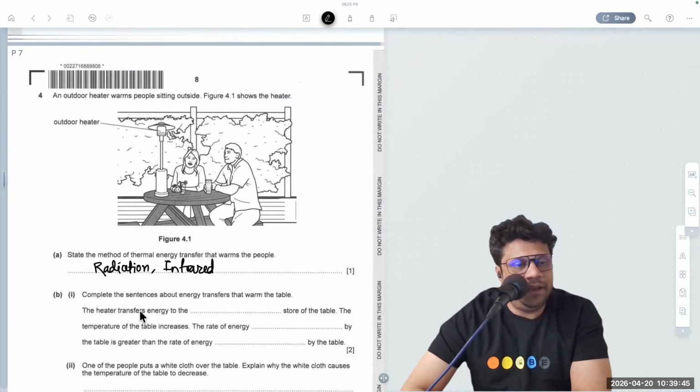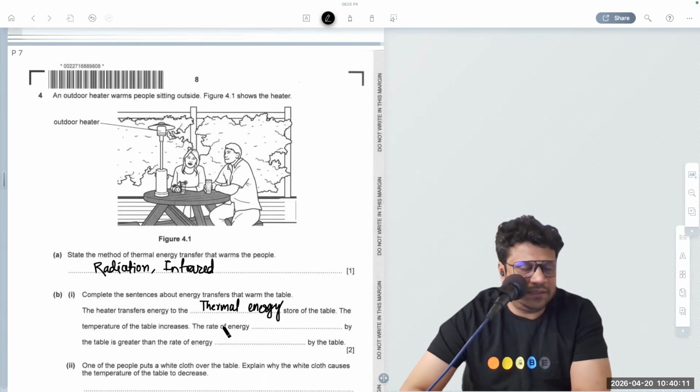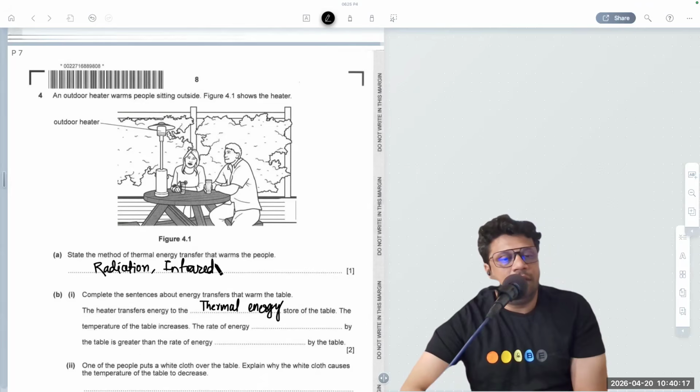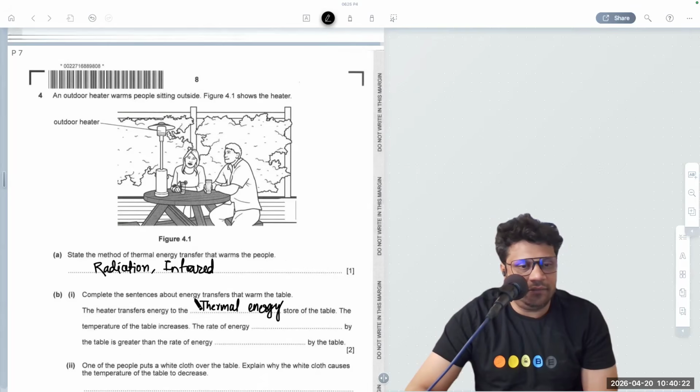Okay. Complete the sentences about energy transfers that warm the table. The heater transfers energy to the thermal energy store of the table. The temperature of the table increases. The rate of energy dash by the table is greater than the... if the table is being heated, energy transfers that warm the table.